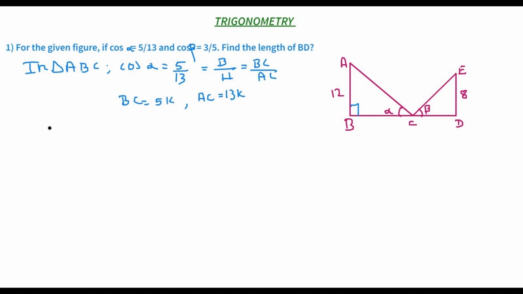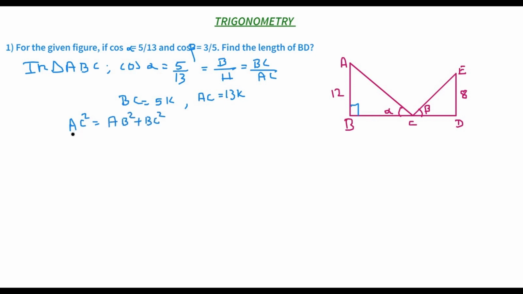Right, we can apply the Pythagoras theorem. So what is the Pythagoras theorem? Yes, the square of the hypotenuse is equal to the sum of the squares of the other two sides. So the square of the hypotenuse, which is AC square, equals the sum of the squares of the other two sides, that is AB square plus BC square.